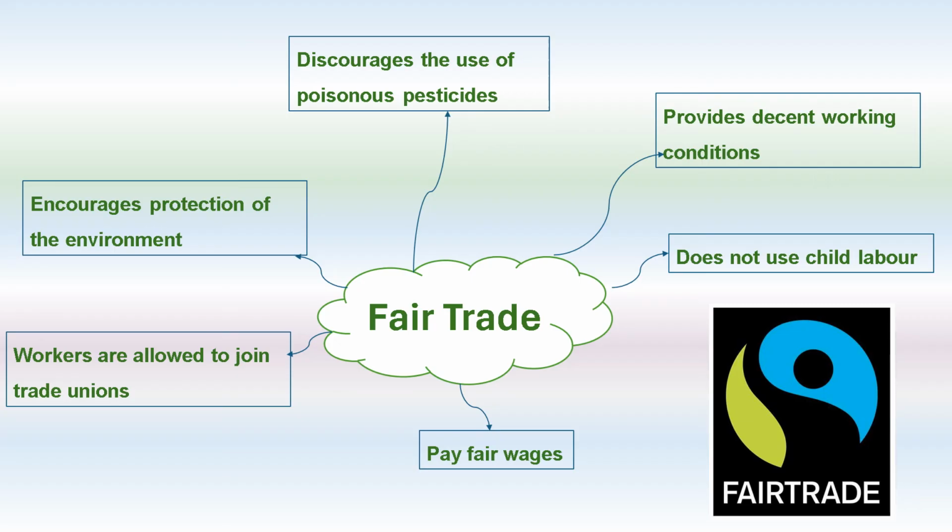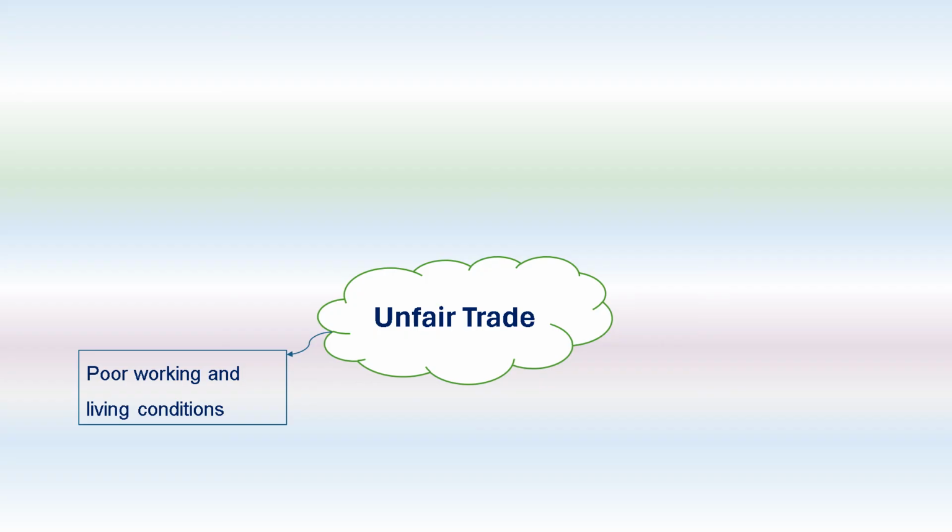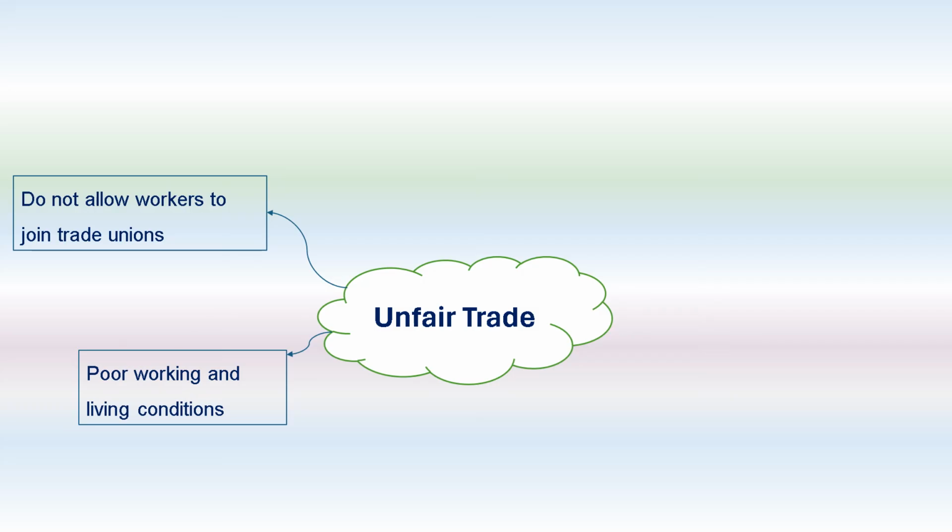Now let's look at the characteristics of unfair trade. Now these characteristics are people work in really poor conditions and also if they are living like on a farm, they live in poor conditions as well. Now, the workers are not allowed to join any trade unions. Now, sometimes in unfair trade, people twist facts.